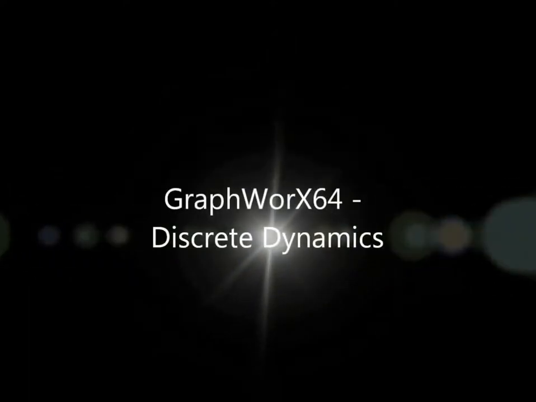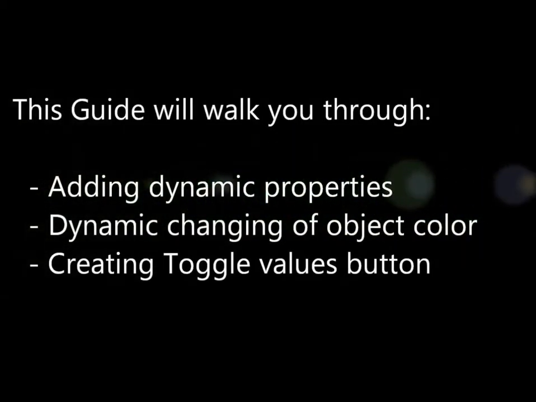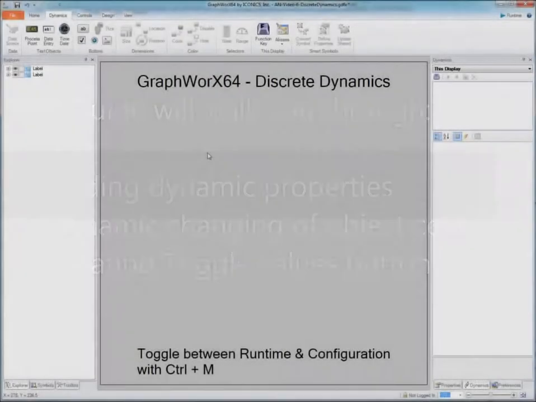This video discusses how to add dynamic properties to models in GraphWorX64, how to change the color of objects dynamically, and how to create buttons to toggle values in a display. GraphWorX64 Discrete Dynamics. Let me show you how easy it is to create discrete dynamics animation in GraphWorX64.